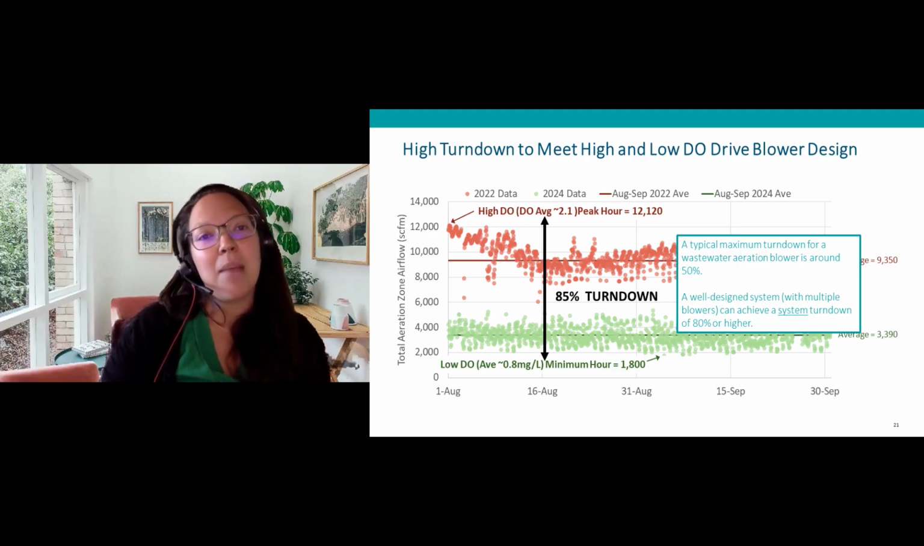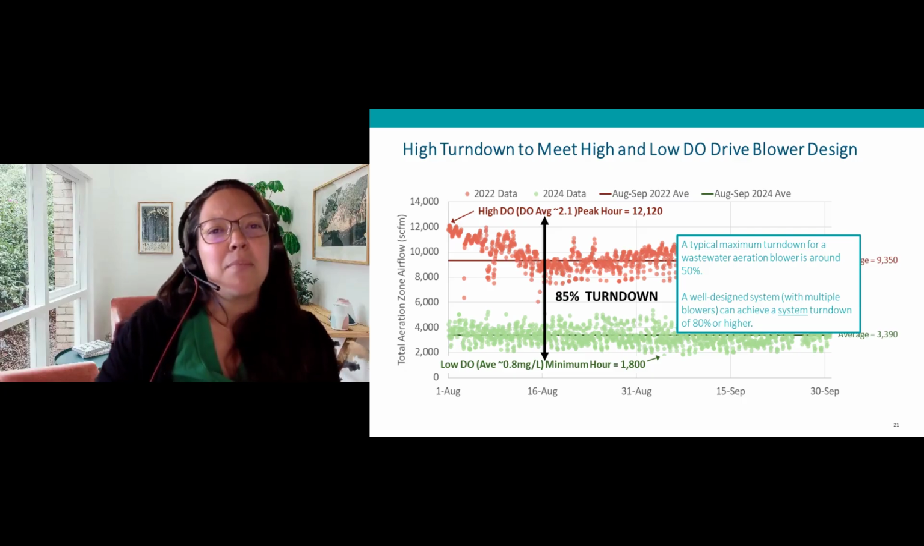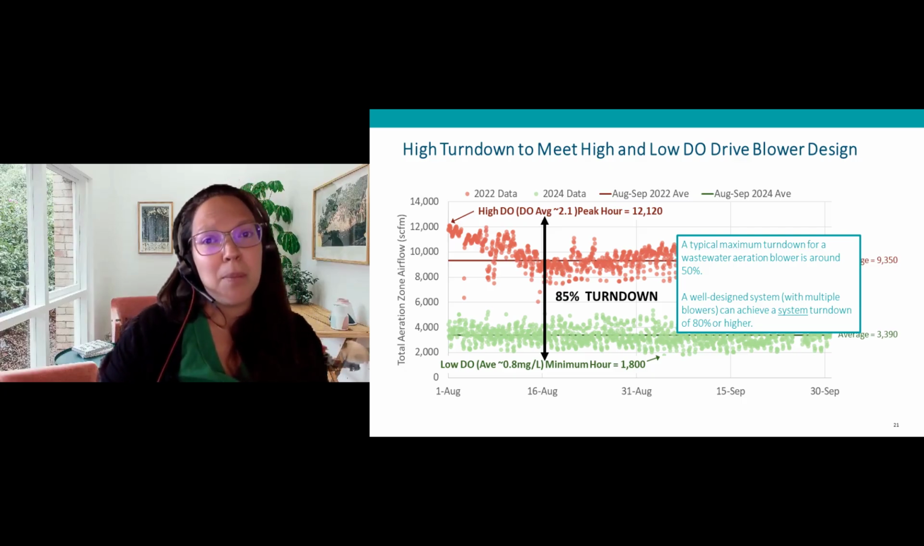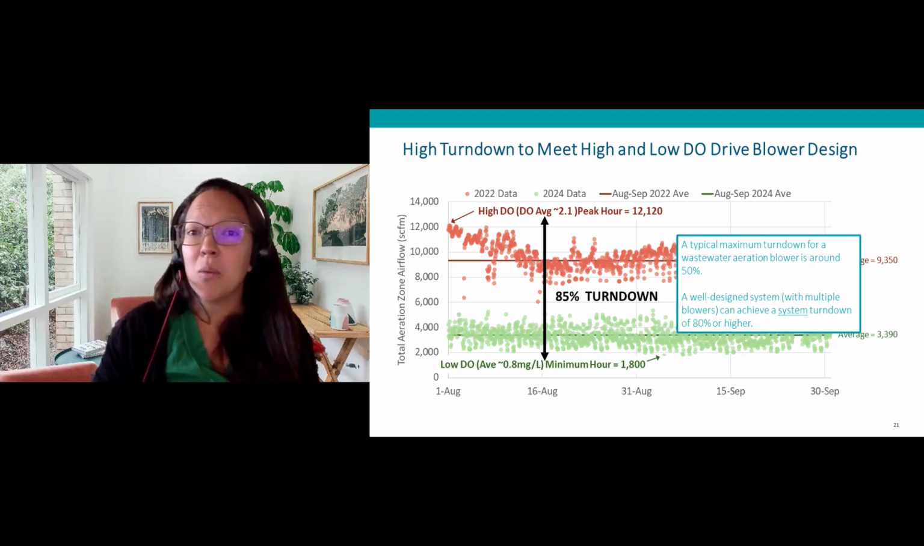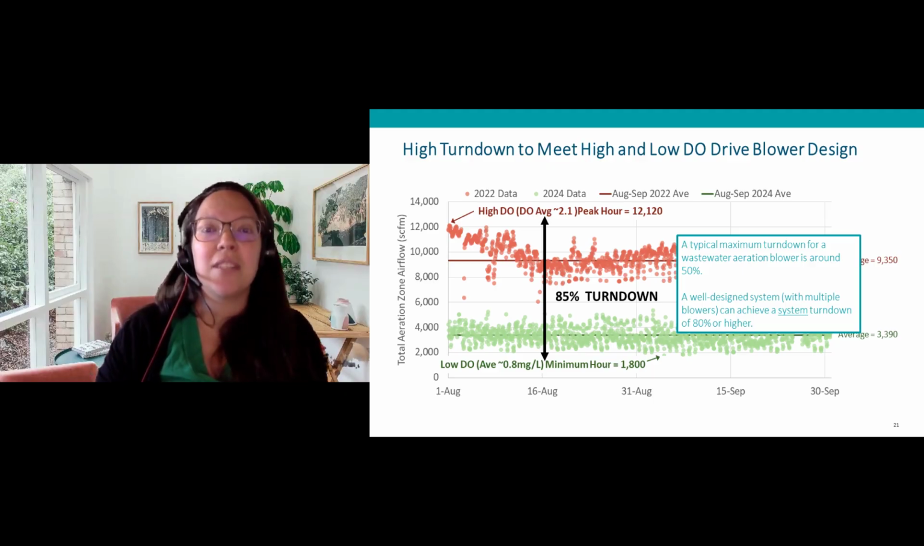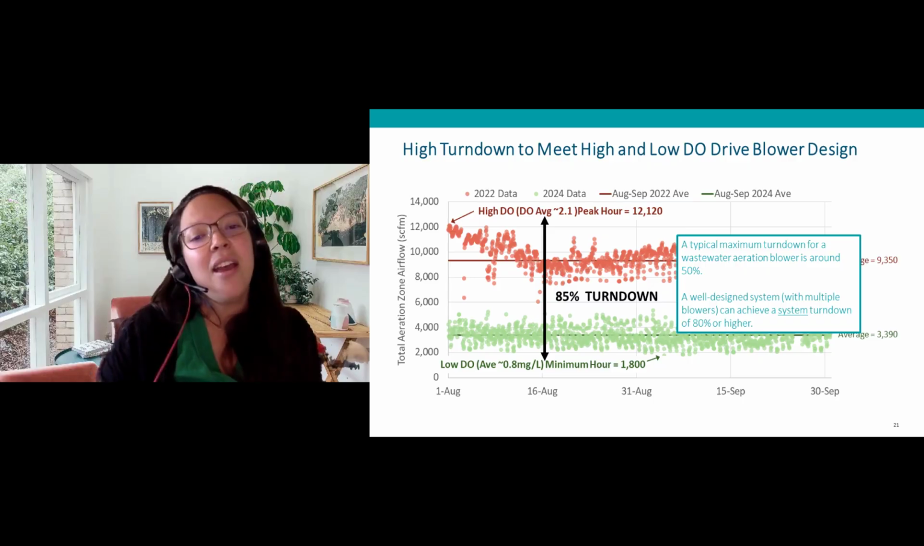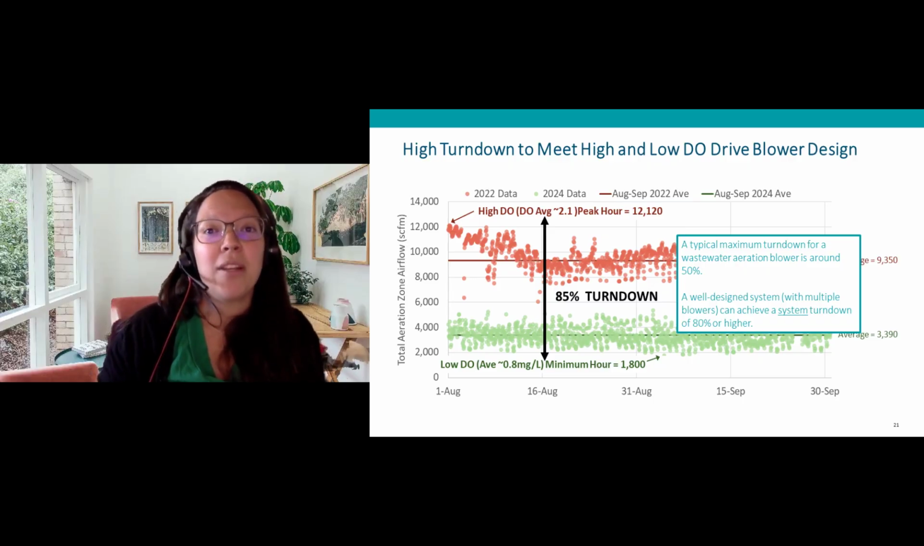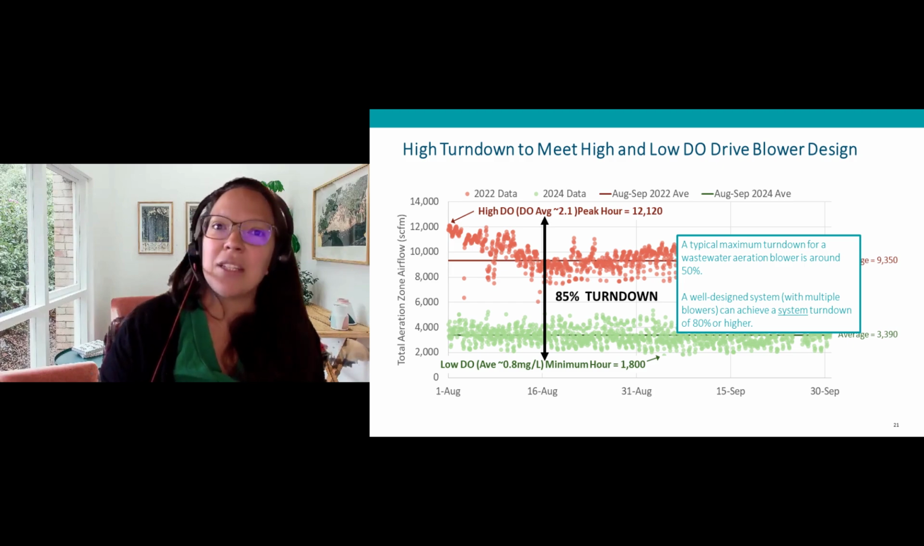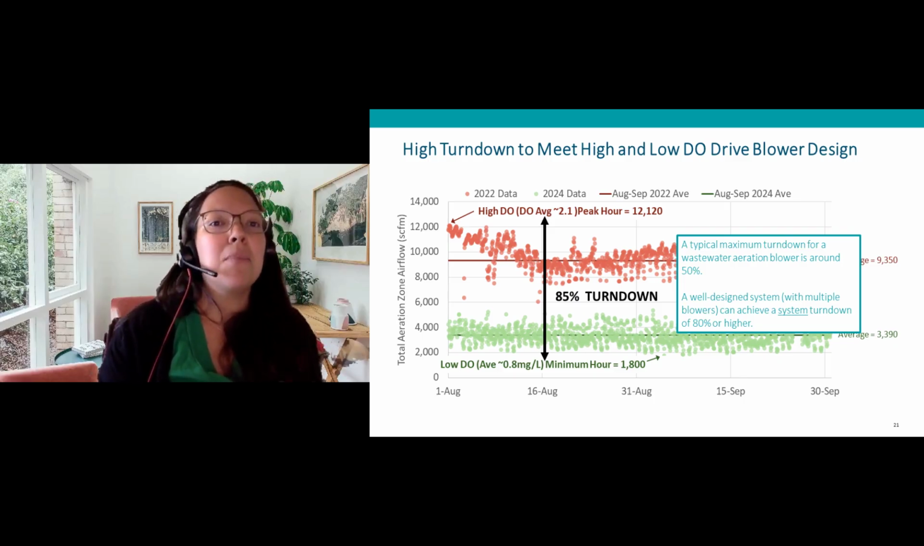On the pop-up that just came up, a typical blower has a maximum turndown of around 50%, but a well-designed system with multiple blowers can achieve a system turndown of 80% or higher. Again, Steve is going to cover important considerations for blowers and blower selection after this section, but I wanted to show what Pomona would need in terms of turndown to meet the high and current low conditions, not including if they want to drop the DOs even lower.